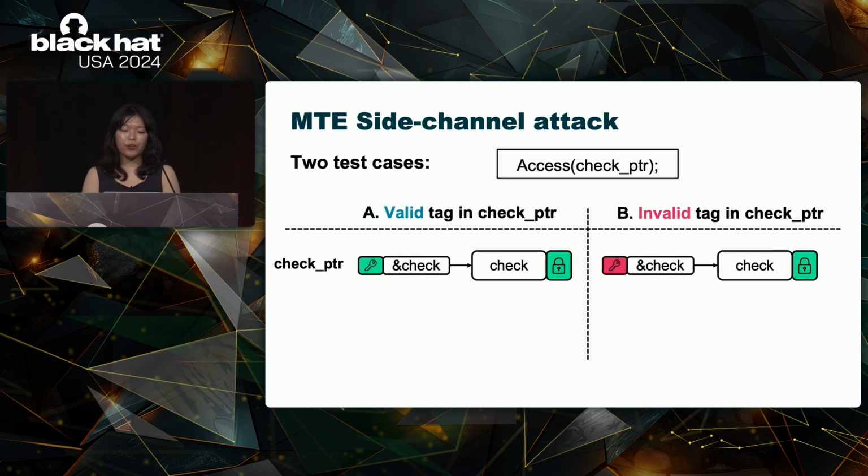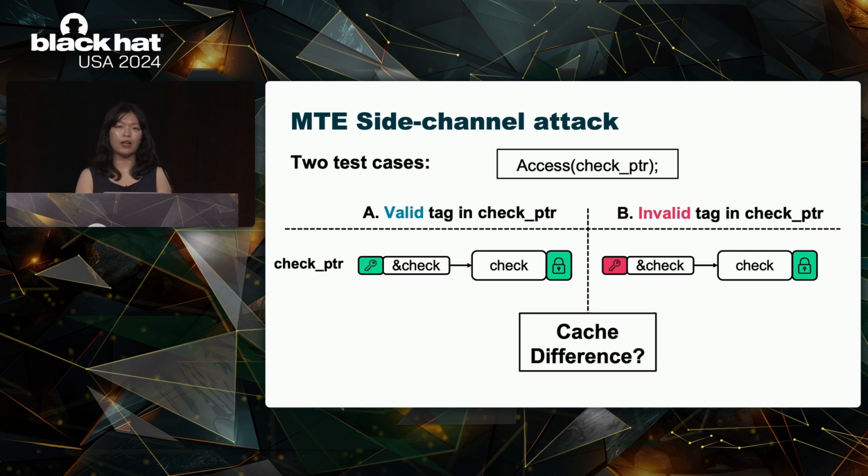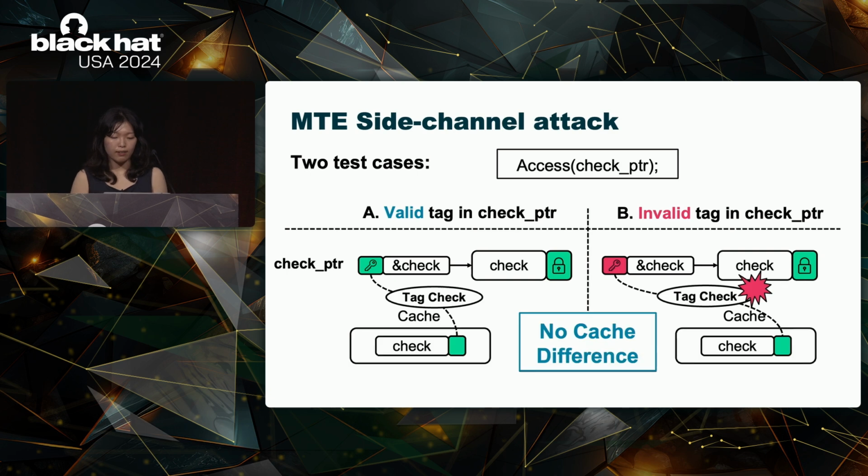To leak the tag, we are going to access this tag pointer in two cases. Case A with a valid tag, case B with an invalid tag. And then we're going to see if there's any cache difference between the valid and invalid cases, so that we can determine whether the pointer contains a valid tag or not with the cache side channel. However, if we simply access the tag pointer, both cases would cache the object regardless of whether the tag is correct or incorrect. So there is no cache difference between them, so the cache side channel will tell nothing.